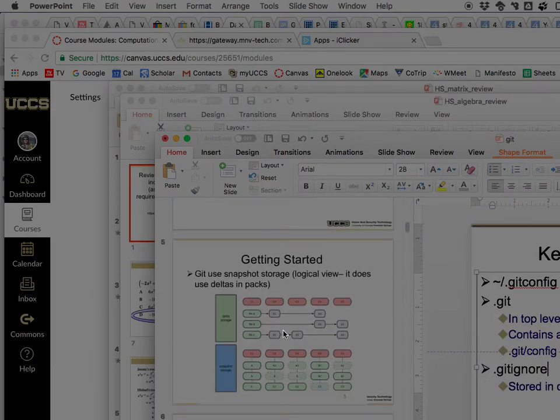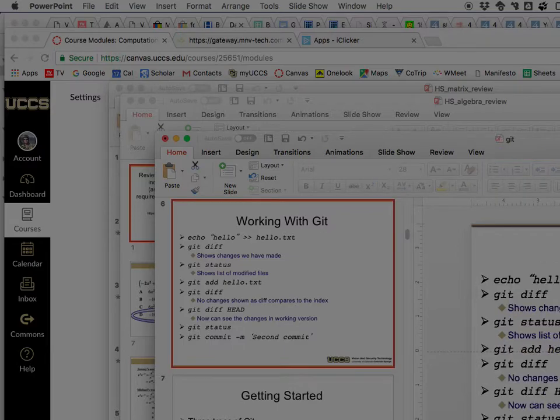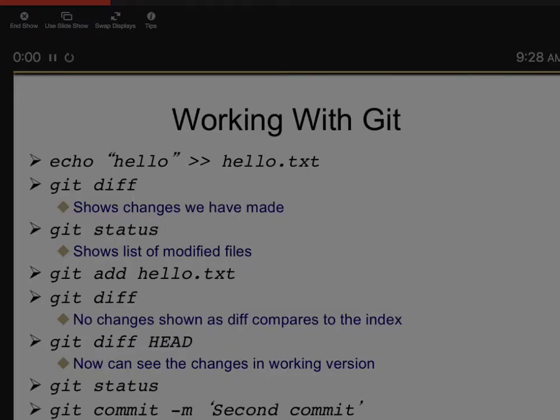So we'll do some very basic things. If I created a file, this is more Mac Unix oriented, echo hello into hello.txt. If I do git diff, it'll show me the differences. Because there's nothing in the file, it'll say that I have a file that doesn't exist. Git status will show me the status of all my files. Git add adds a file to the repository.